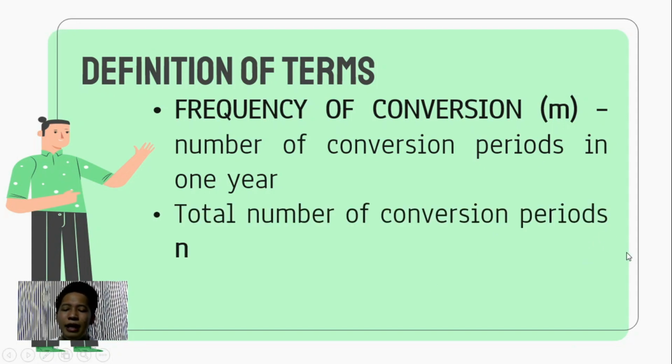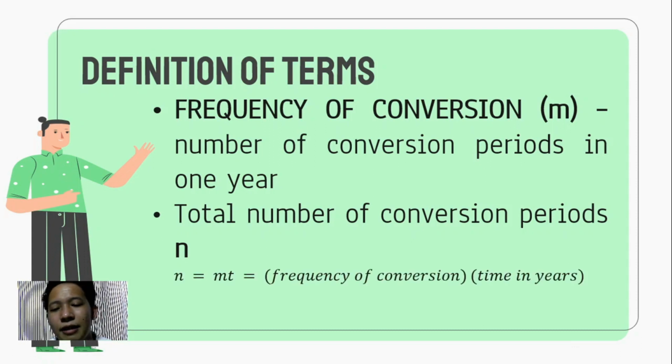So, how do we determine the total number of conversion periods? So, yung conversion periods na tinatawag natin yung haba kada conversion. Okay? We denote the total number of conversion periods by small letter n. So, paano po natin siya nakukuha? That is simply multiplying frequency of conversion multiplied by the time in years.